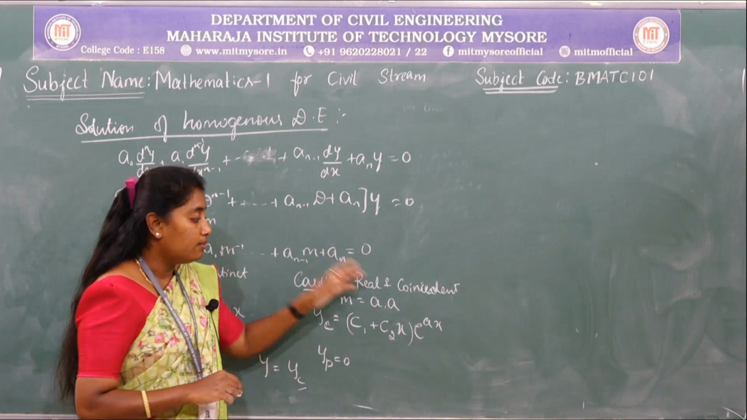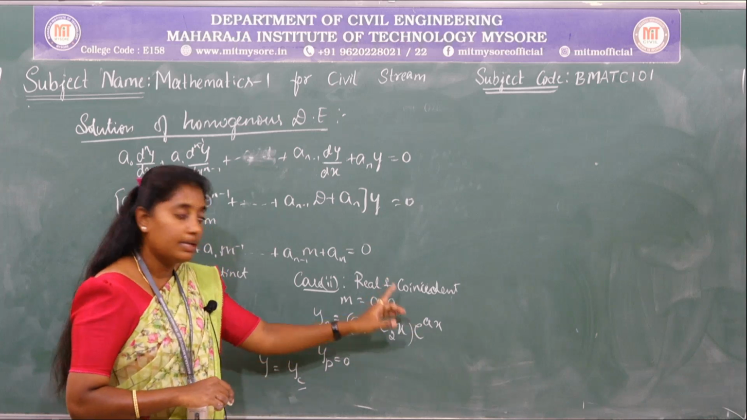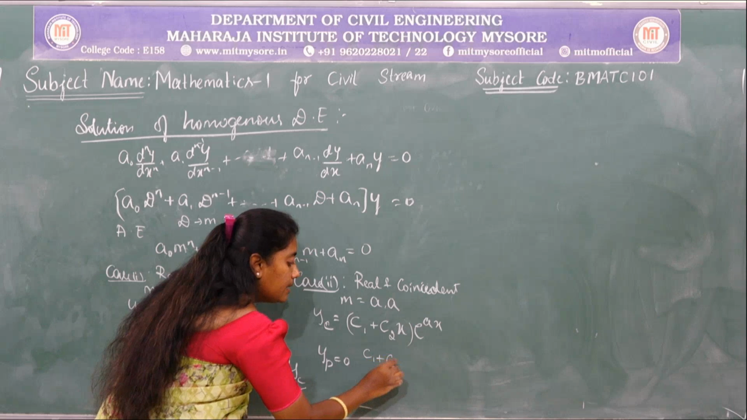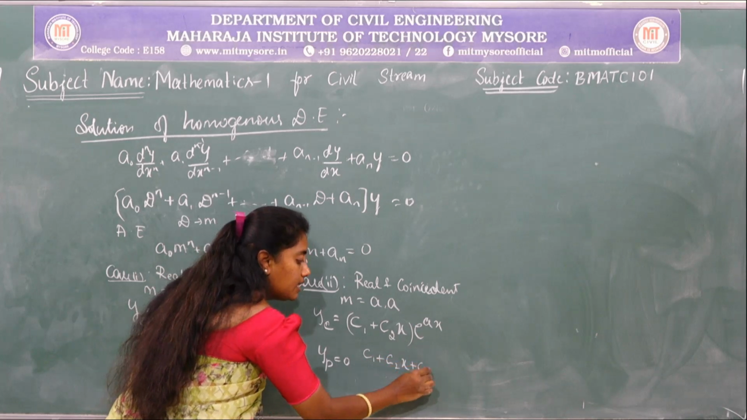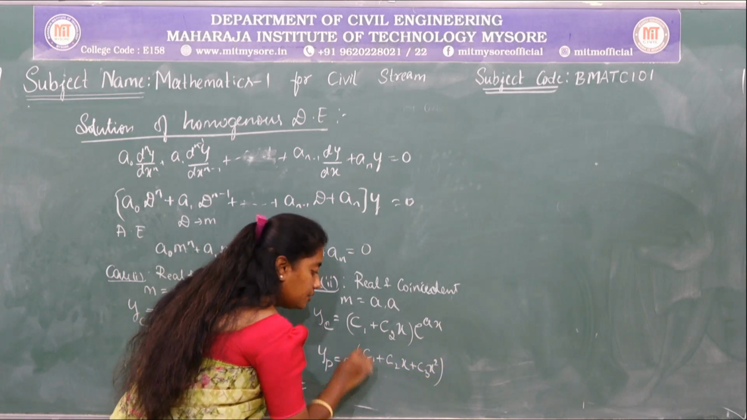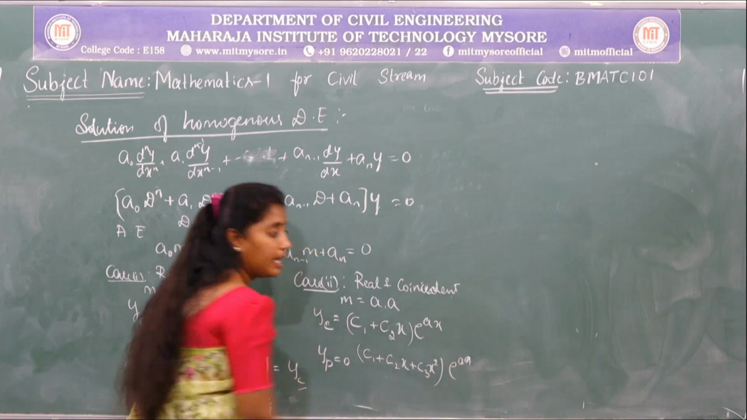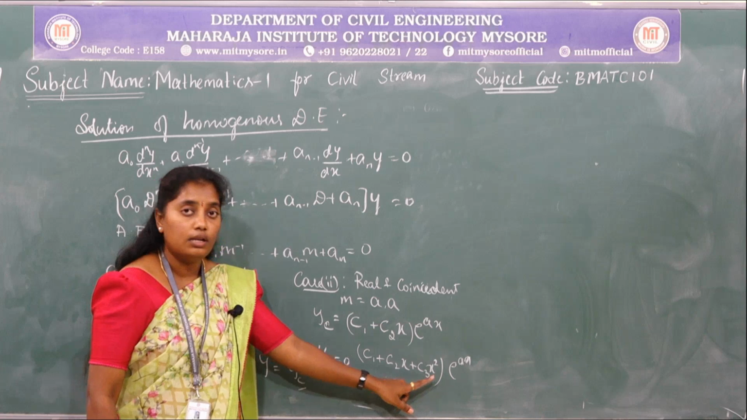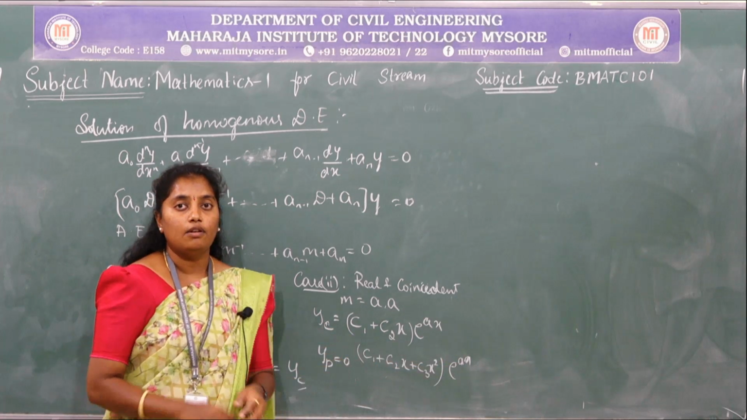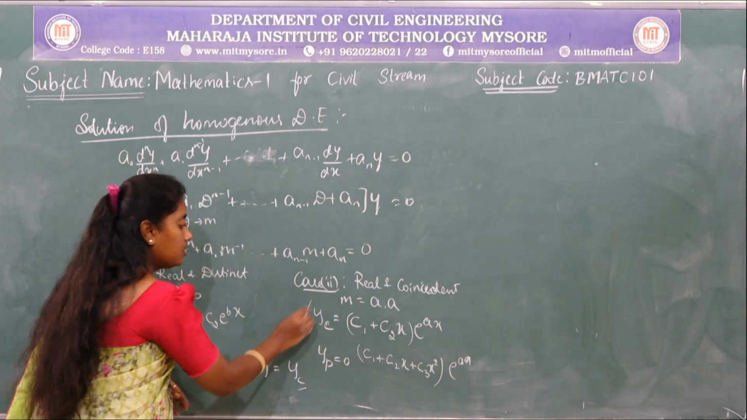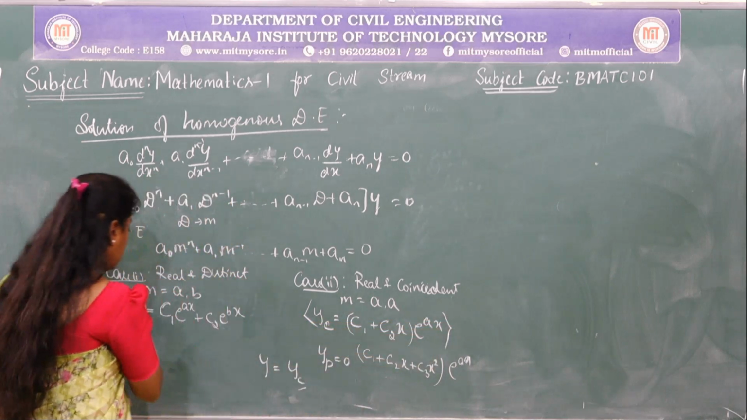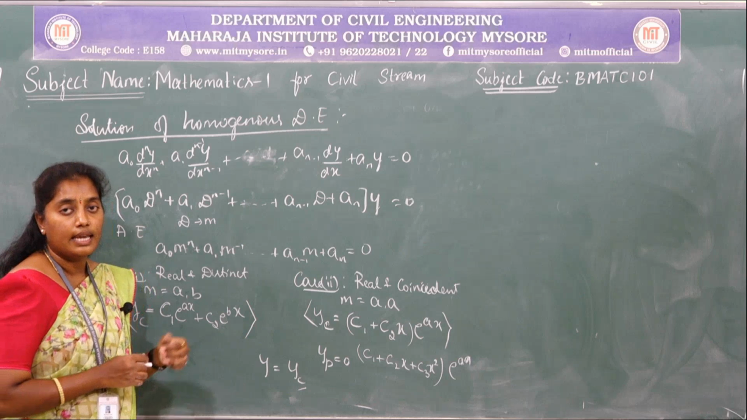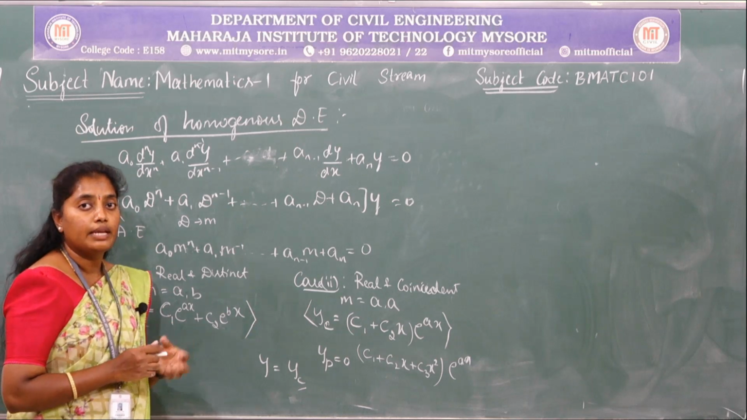Suppose if we have one more coincident root, that is a comma a comma a, then we have to write the solution as c1 plus c2x plus c3x square into e to the power of ax. Suppose if we have one more same root, then c4 x cube e to the power of ax. This is the solution for real and coincident roots, and real and distinct roots. And next, the last one, case 3, if the roots are complex.